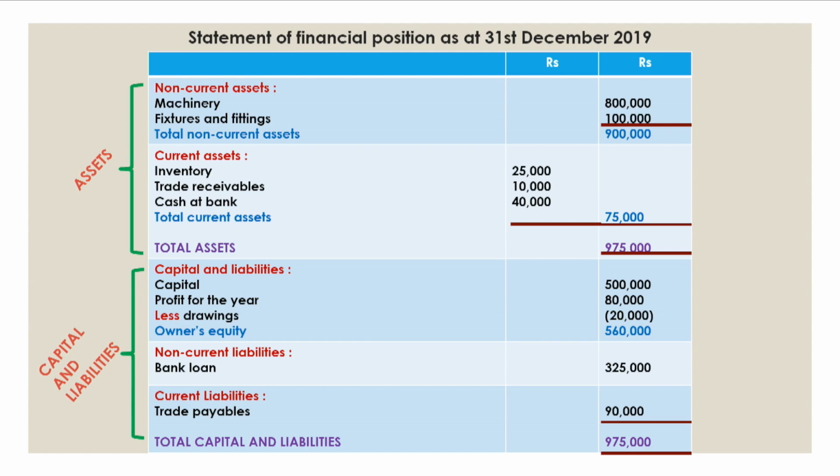Therefore, the total assets is equal to 900,000 rupees add 75,000 rupees. This gives a total assets of 975,000 rupees.